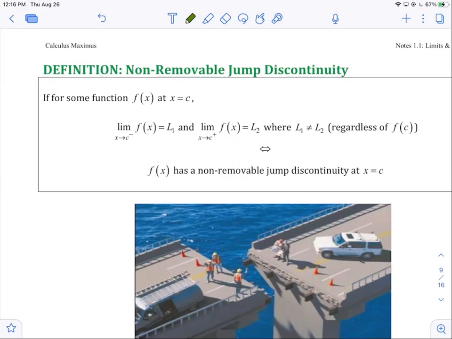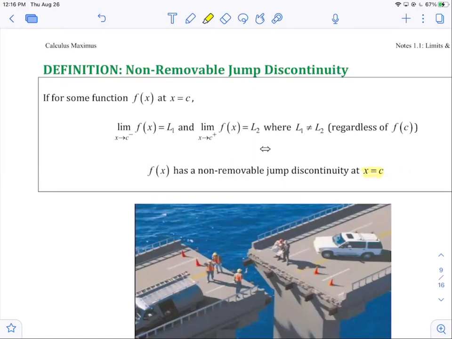Or it could be defined to be somewhere above or below. Doesn't matter. That'll affect the domain. That'll affect the function value. But because it's a non-removable discontinuity, it doesn't affect the discontinuity itself. Then the function has a non-removable jump. And in this case, we just say at x equals c.